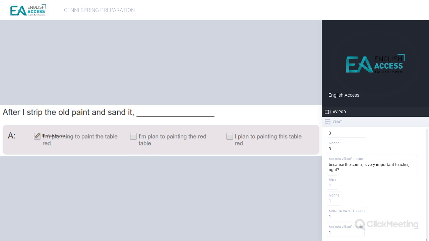Good job, ladies. I'm planning to paint the table red. I am plan to painting? No. I plan to painting? Of course, no. I'm planning to paint. Good job.